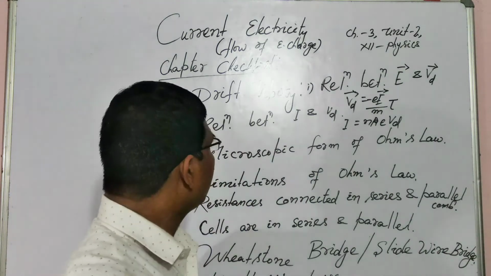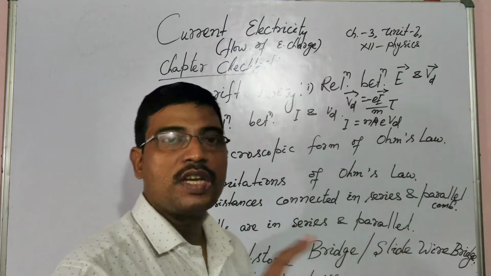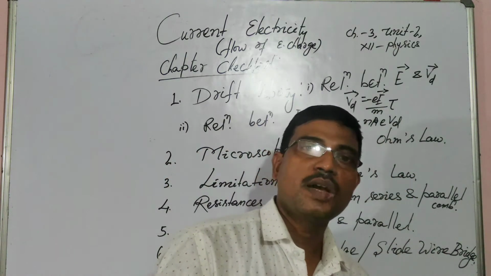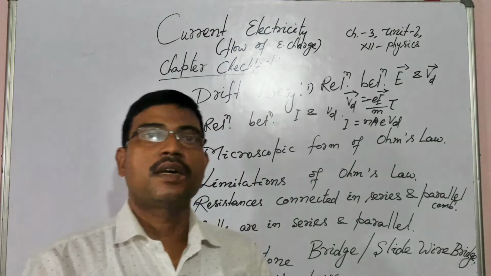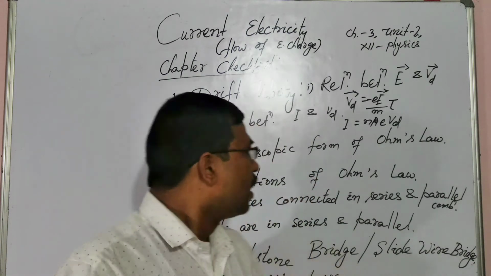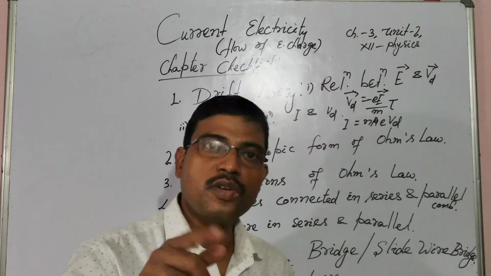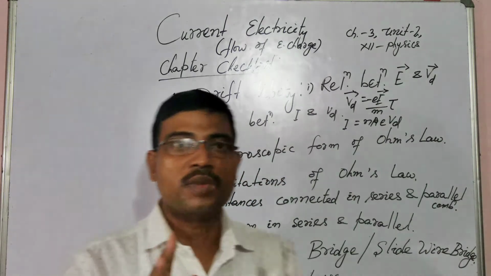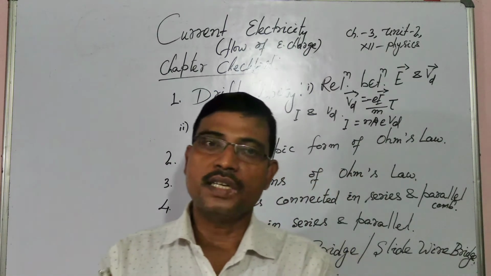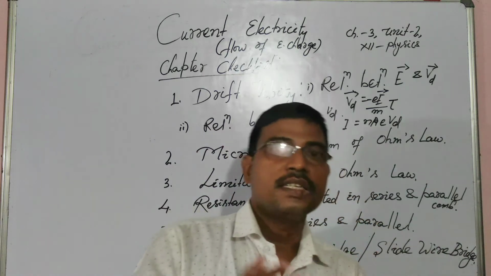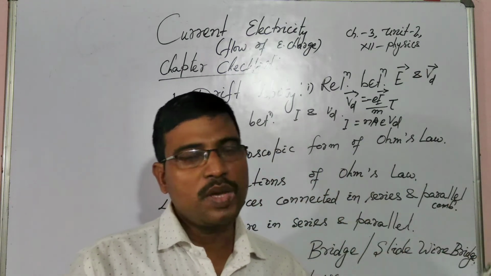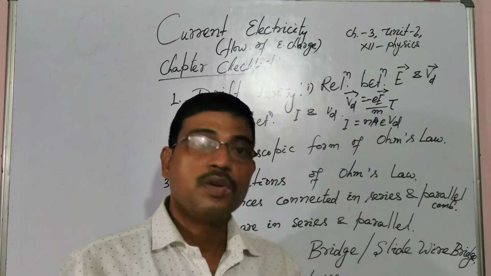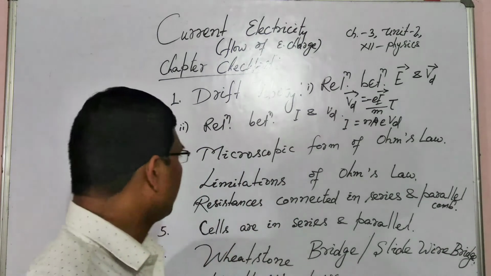Then another one is the microscopic form of Ohm's law: J is equal to sigma E. Sigma is conductivity, the reciprocal of resistivity, and J is the current density. But you must remember, electric current is a scalar quantity, but current density is a vector quantity. Electric current does not obey the law of vector addition.